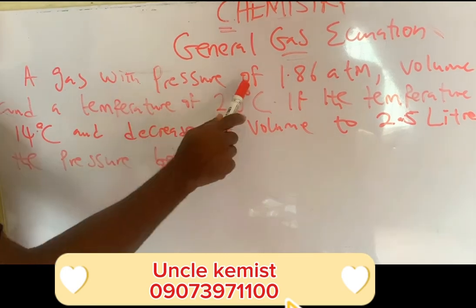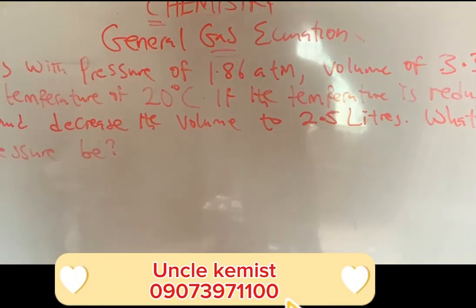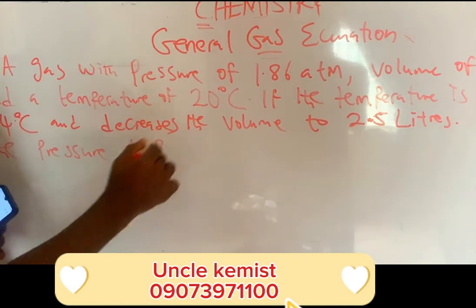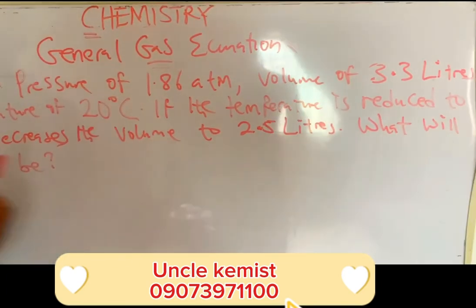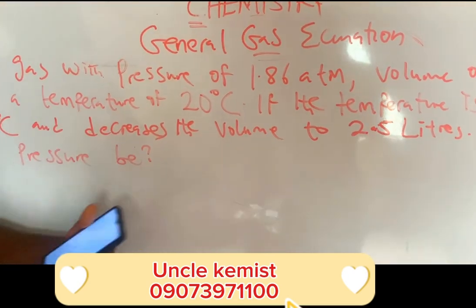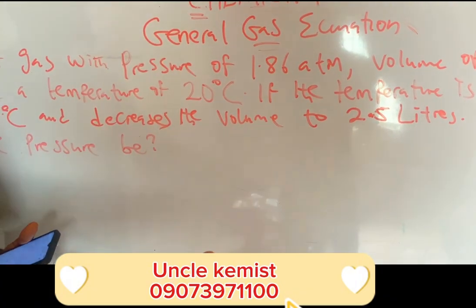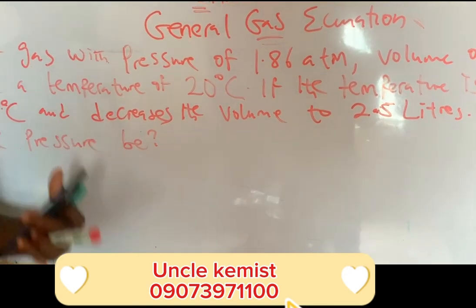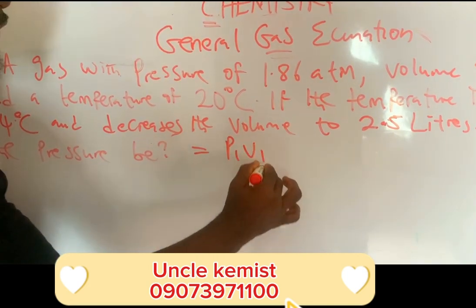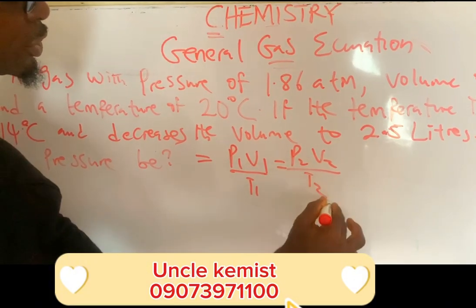A gas with pressure of 1.86 atm, volume of 3.3 liters, and a temperature of 20 degrees Celsius. If the temperature is reduced to 14 degrees Celsius and the volume decreases to 2.5 liters, what will the pressure be? Now in this question, how do I know the formula to use? When you see variables or parameters in the question involving volume, temperature, and pressure, then the right equation to use is the general gas equation, which is P1V1 all over T1 equals P2V2 all over T2.